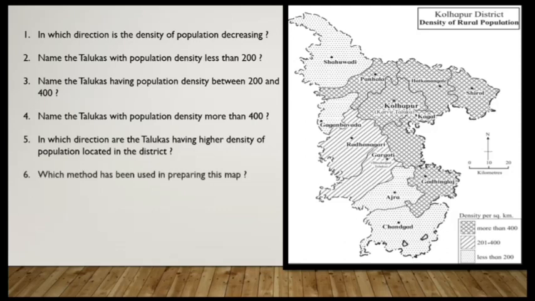Next question: which method has been used in preparing this map? So children, can you guess? Yes, it is the choropleth method that is used to prepare this map using black and grey patterns.